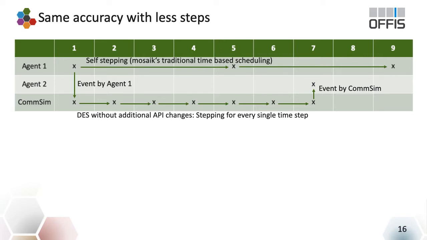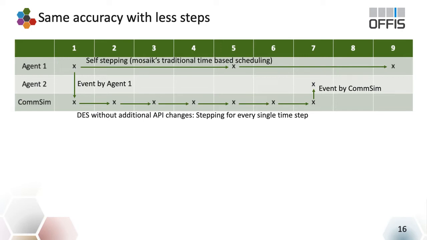So simulation starts, time step one, agent one is triggered. It has a message for agent two, but it first needs to transfer this message to the communication simulator. And now the communication simulator can only use Mosaic's fundamental time step for the progress. So it can just simulate a single time step, and then it needs to trigger itself because the message hasn't reached the destination yet. And so it has to trigger itself again and again, as long as the package really arrives at agent two, and then the communication simulator can trigger agent two. So it's already a DES system, but I think you agree that this is not very efficient.